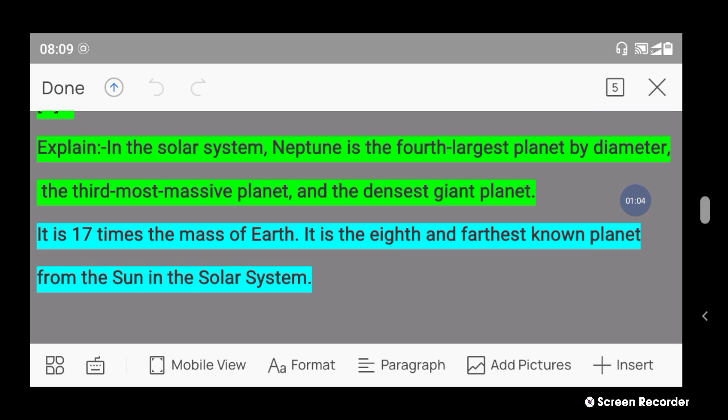In the solar system, Neptune is the fourth largest planet by diameter, the third most massive planet, and the densest giant planet. It is 17 times the mass of Earth. It is the eighth and farthest known planet from the Sun in the solar system. Next question.